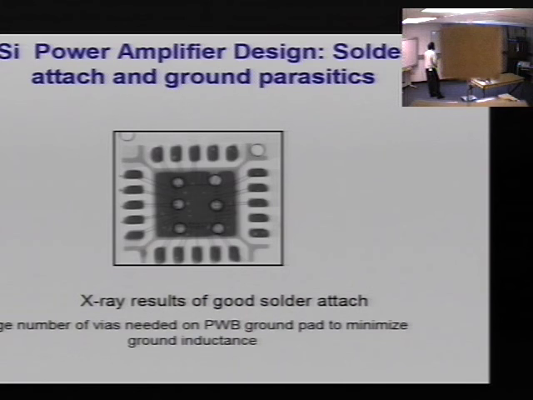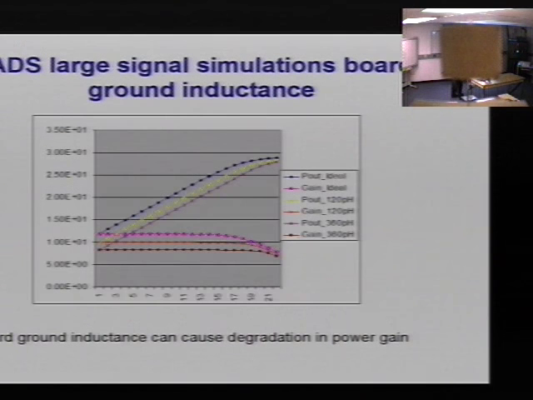Grounding is very, very important. Solder attach and ground parasitics. So this is an X-ray result of solder attach, and how current flows from the ground paddle to the board is very, very critical, and how you have your ground vias. We ended up using a lot more vias, which would determine your constriction type of inductance, and is a very critical parameter. It was also very, very important to get the type of solder coverage you needed in order to have really good grounding for a power amplifier.